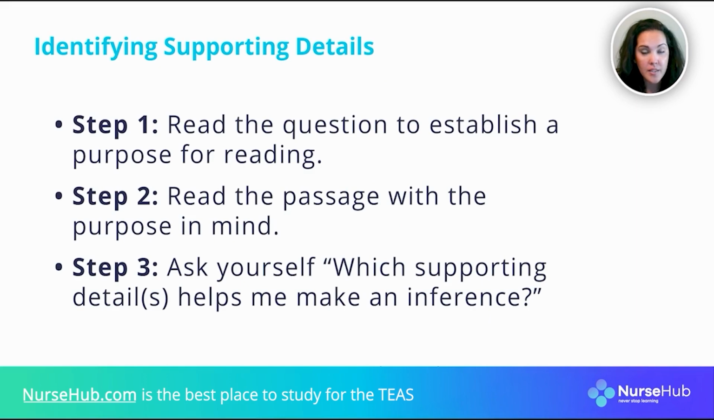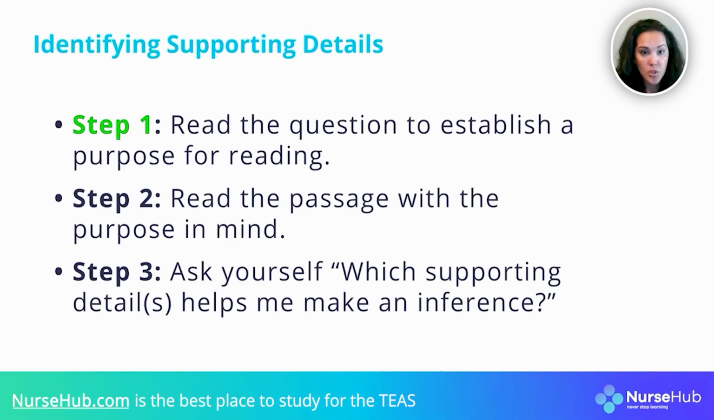So here are 3 steps to identifying supporting details in a text. First and foremost, as always, you need to start by reading the question. This will really help you establish your purpose for reading, and it makes it way easier for you to get through the question. Then you need to read the passage with the purpose in mind. So if your question is asking you to identify a supporting detail about a specific idea, you need to look for that specific idea. I want you to also ask yourself, which supporting detail or details helps me make an inference?